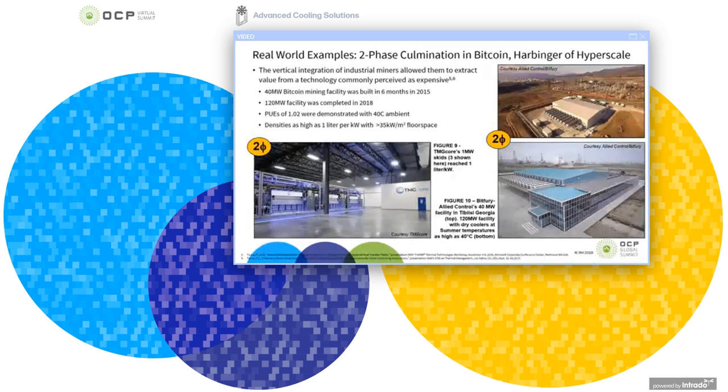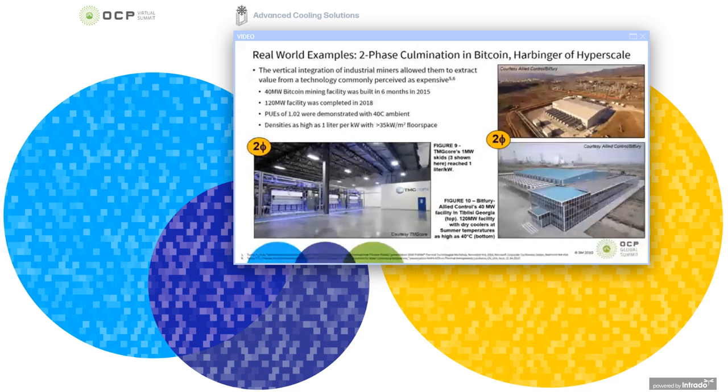The largest fluorochemical deployments have been two-phase and in the specialized market of Bitcoin mining. At the top right, you see a facility built by Bitfury just outside of Tbilisi. It's a 40 megawatt facility that was built in about 6 months back in 2015. It's the integration of the company, Bitfury, that allowed them to extract real value from two-phase immersion technology. Because they make their own chips, their own boards, their own tanks, and their own facility, they were able to extract value at every step, and eventually went on to produce a 120 megawatt facility you see at lower right.